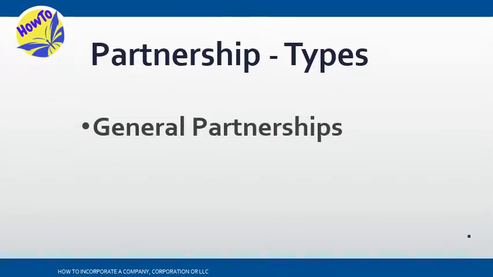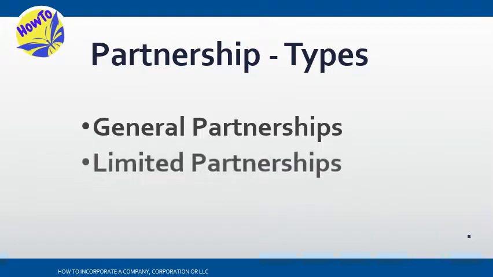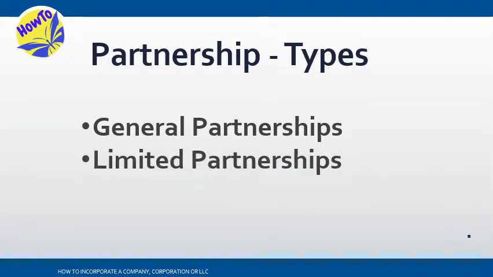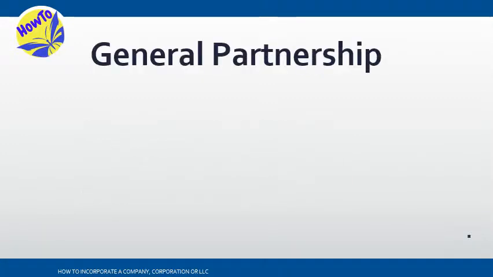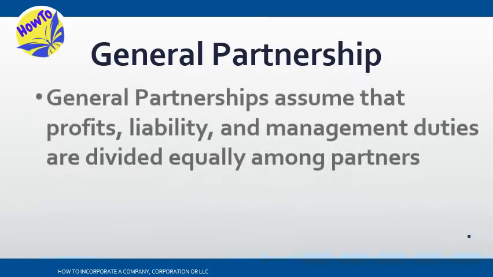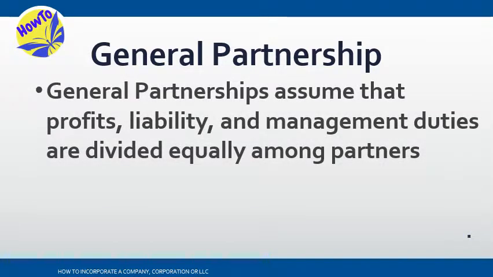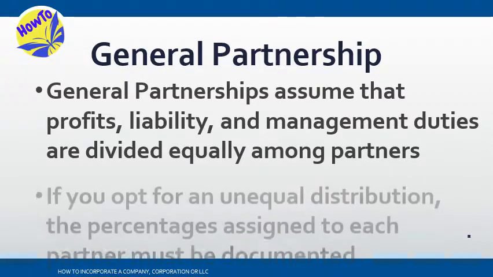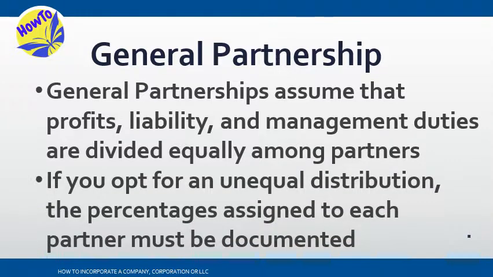There are various kinds of partnerships. First is general partnerships, which we all understand as explained before. And then there is a limited partnership. Also, there are joint ventures. A general partnership assumes that profits, liabilities, and management duties are divided equally among partners. If you opt for an unequal distribution, the percentages assigned to each partner must be documented.